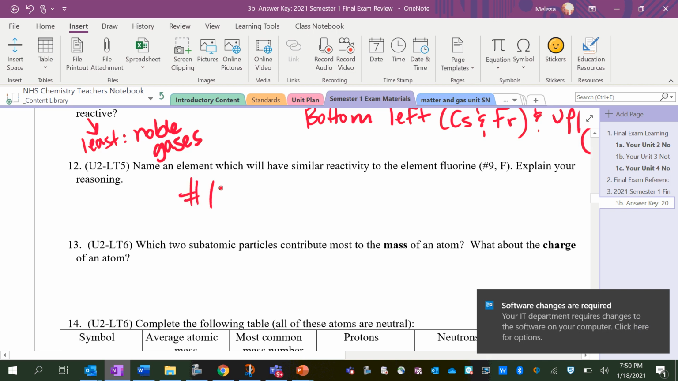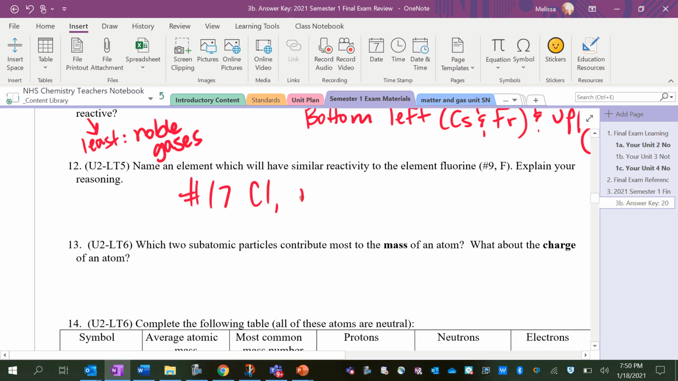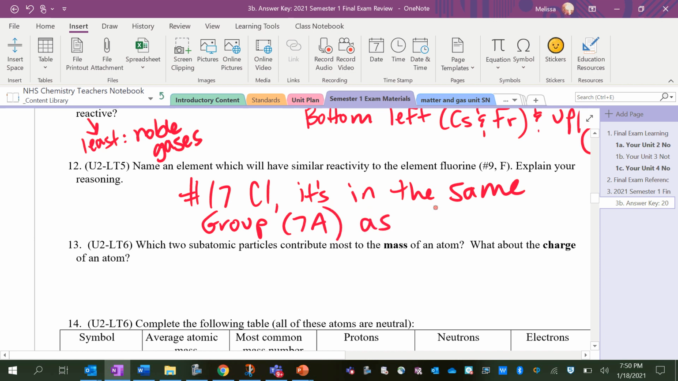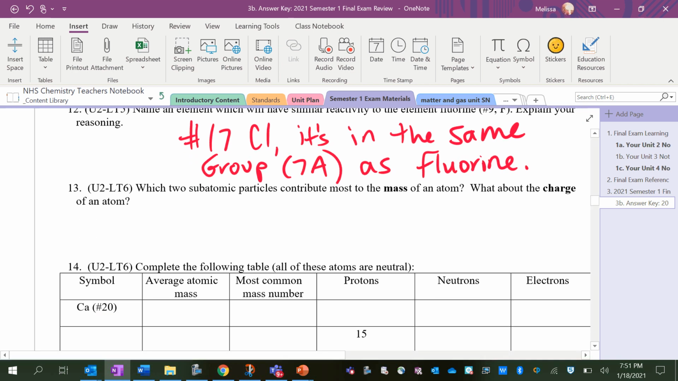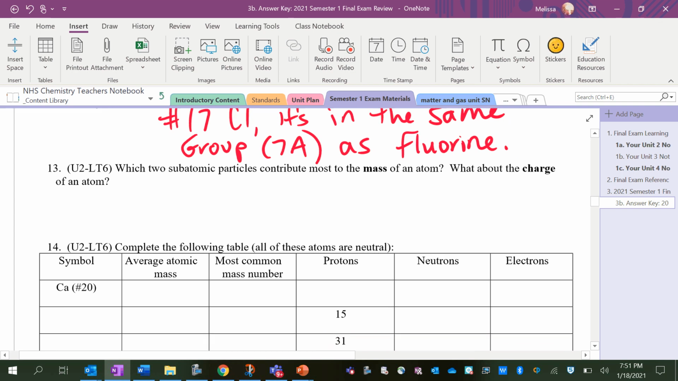So number 17, chlorine. It's in the same group, 7A, as fluorine. And again, you could get deeper and start getting into valence electrons, and they both want to gain one more electron. But I'm just going to leave it as they're in the same group for my explanation at this level.